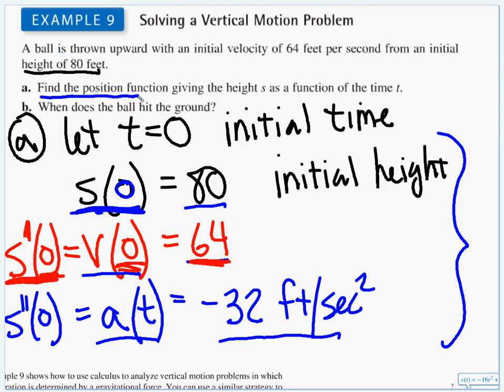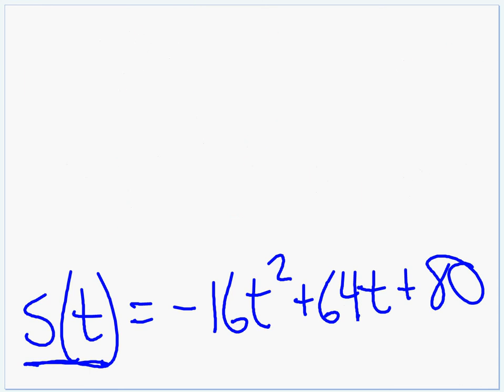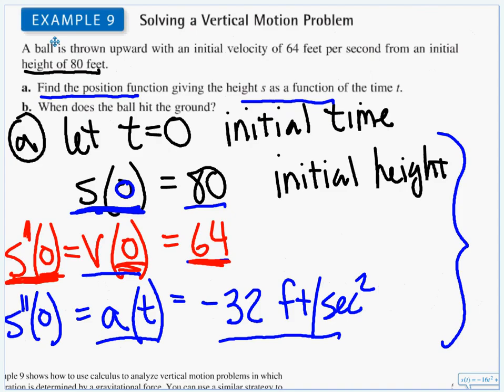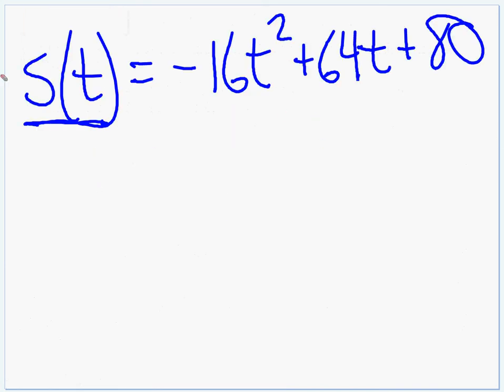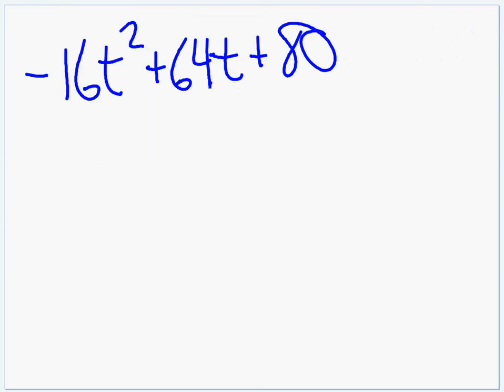Part A said find the position function for the given height and time. This is our position function, s of t equals that stuff. Now what was part B? When does the ball hit the ground? So what do we want to do with that? We want to set position equal to 0. So there will be no calc involved in this. We've just done a bunch of calc to get here. So when does the ball hit the ground? When position is equal to 0. So I'm just going to move this over here and set it equal to 0.